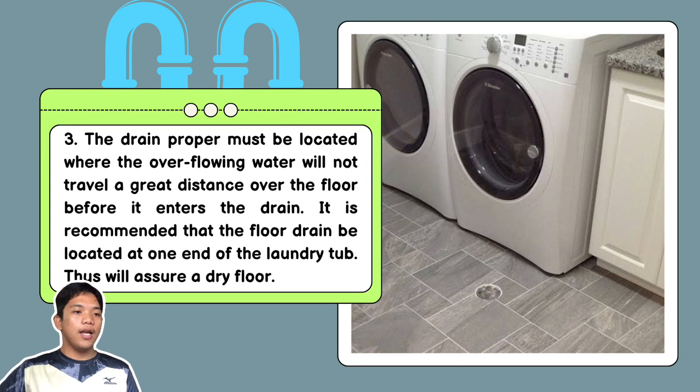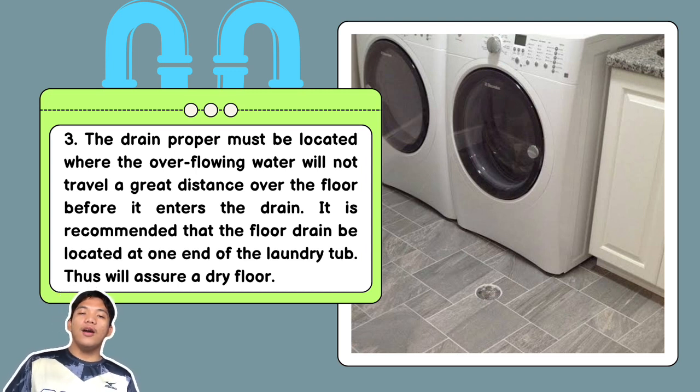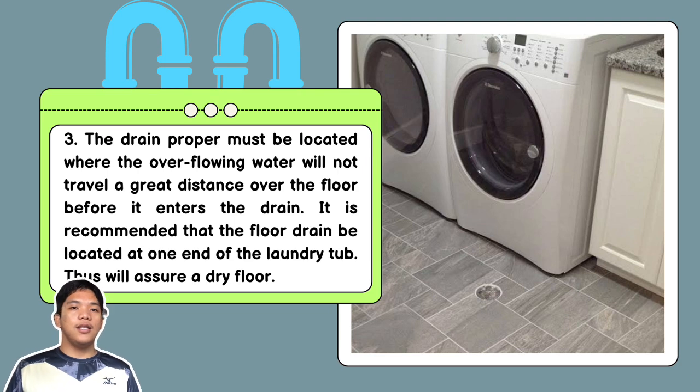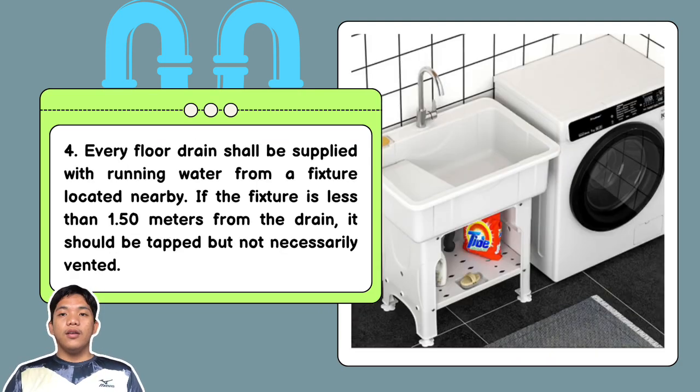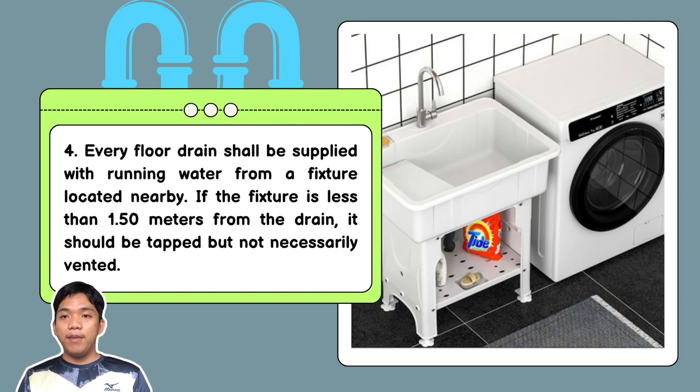Kailangan talaga kung saan dapat sabihin natin 1 meter away lang doon sa floor drain para mabilis ma-drain ng floor drain ang mga excess water or mga wastewater na ito para mabilis matuyo kumbaga yung ating floor. Hindi pa magka-cause ng accidents like that. So number 4, every floor drain shall be supplied with running water from a fixture nearby. If the fixture is located 1.50 meters from the drain, it should be topped but not necessarily vented.